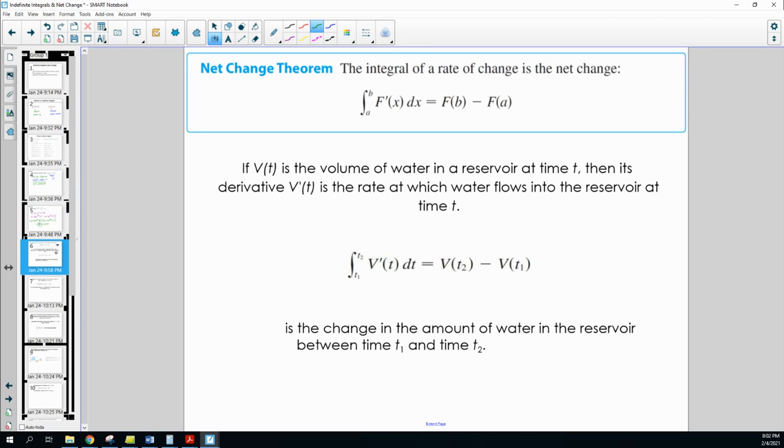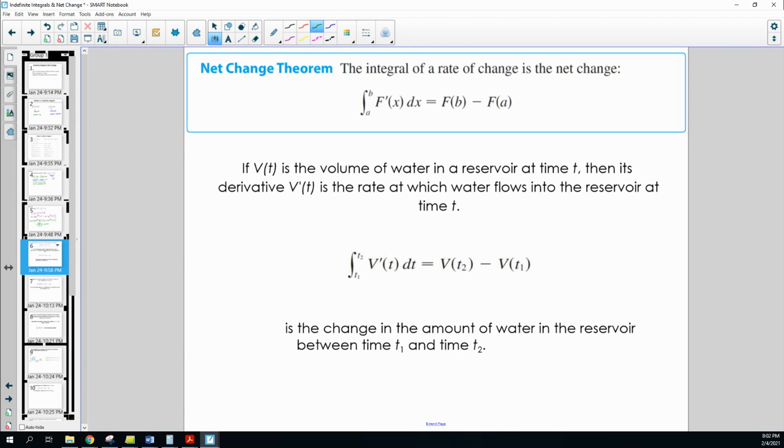So now we're just going to move on to net change. This is something that we've already done. Net change is just the integral of a rate of change. So when we have an integral and we take the antiderivative and plug in the top limit minus the bottom limit, that is going to give us the net change.